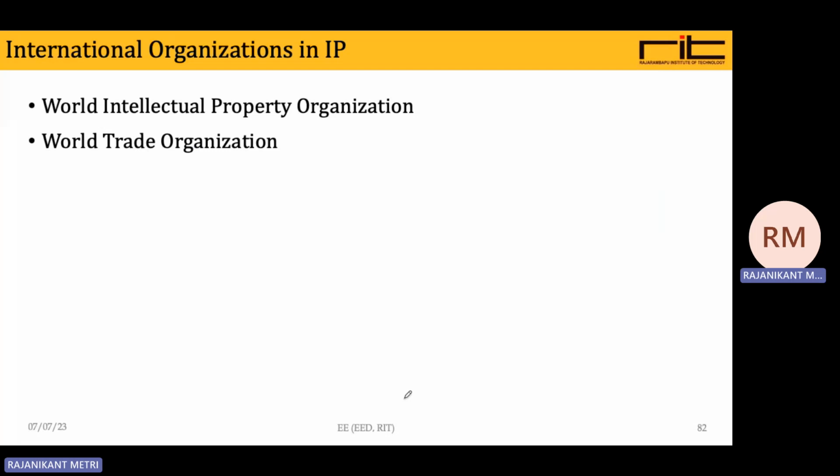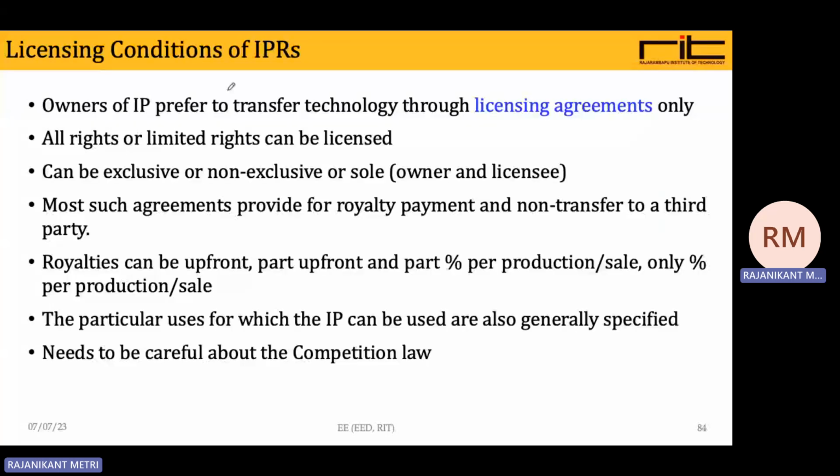Licensing conditions for IPRs: owners of IP prefer to transfer technology through licensing agreements only. All rights or limited rights can be licensed. It can be exclusive, non-exclusive or sole, depending on the owner and the licensee. Most such agreements provide for royalty payment and non-transfer to a third party.